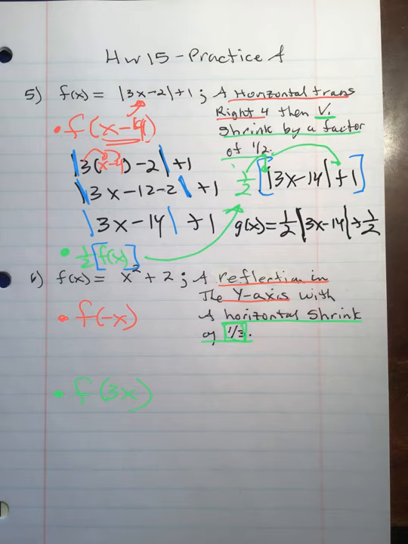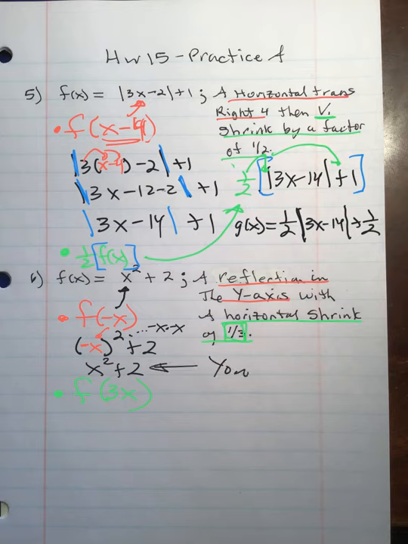So now we're going to put negative x where that x used to be. So there's where the x used to be, and we're going to put negative x in place of where the x used to be. And then what does negative x squared equal? Well, isn't that a negative x times a negative x? So wouldn't that be positive x squared plus 2? So now you are here.